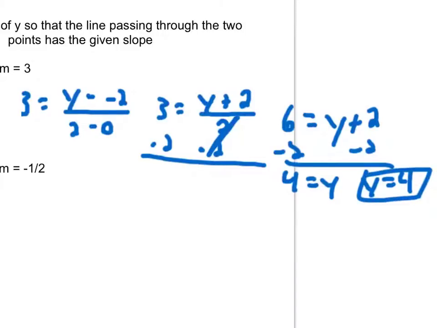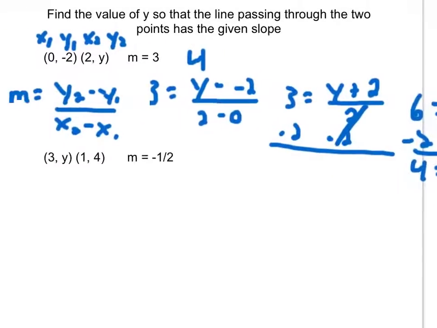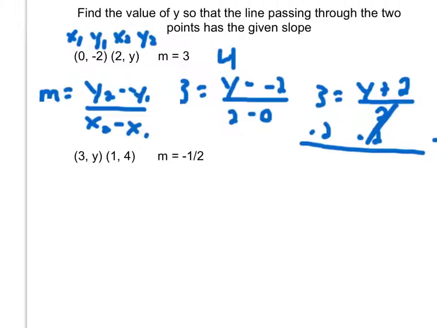So that tells me that my other y value has to be 4. Well, if I plug that into my equation I had originally, 4 minus negative 2, we said before that's the same as 4 plus 2, which is 6, over 2 minus 0, which is 2. And 6 divided by 2 gives me my slope of 3. So it checks out. Okay, and it's always a good idea to check your work like that to make sure you got the right answer. Alright, now let's go on to our very last example in this video.